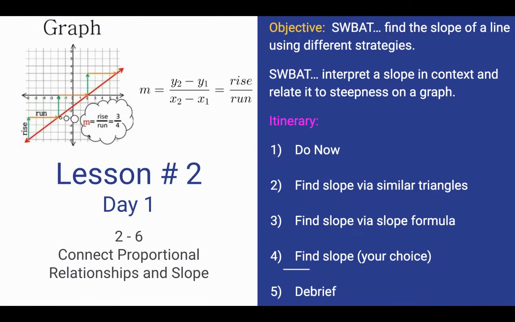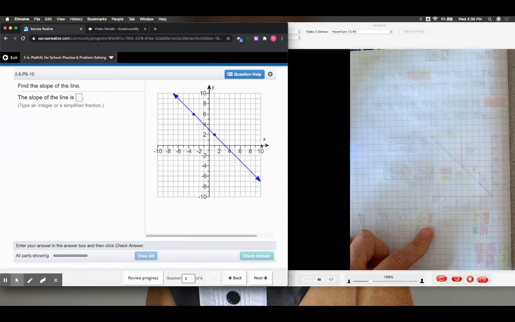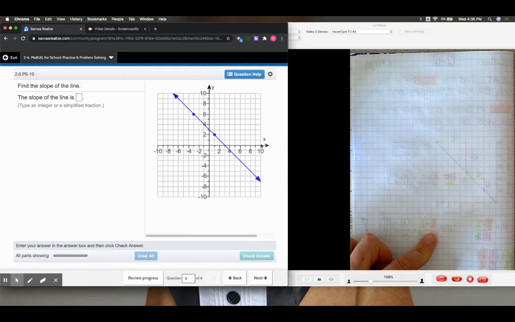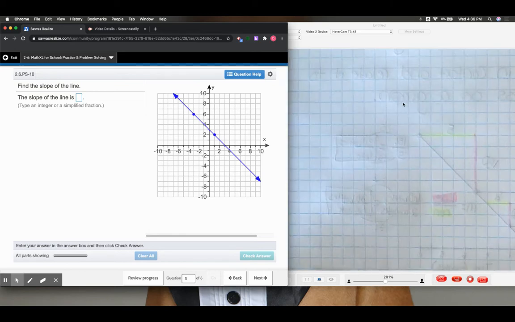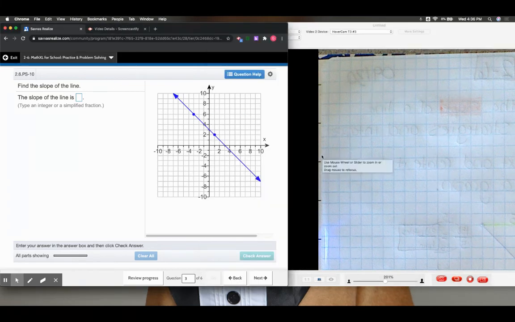You can do one of 2 ways. You can calculate the rise over the run. You can count the grids, or you can use the slope formula. Number 1 was the grid way. Number 2, the slope formula. So maybe take a minute, try to do it on your own, see what you think this slope would be. Okay, let's go for it.